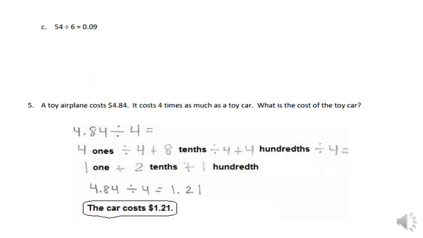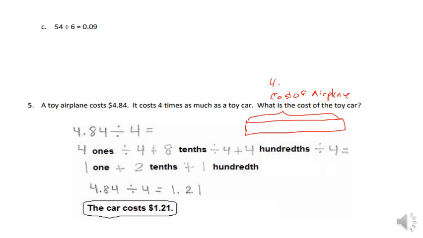All right, question 5. A toy airplane costs $4.84. It costs 4 times as much as the toy car. What is the cost of the car? Now you can say it says 4 times as much. So if you drew a tape diagram just to try to understand what they're saying, it says a toy airplane costs $4.84. It costs 4 times as much as a toy car. So I know that this here total, that would be the cost of airplane, which I know is $4.84.